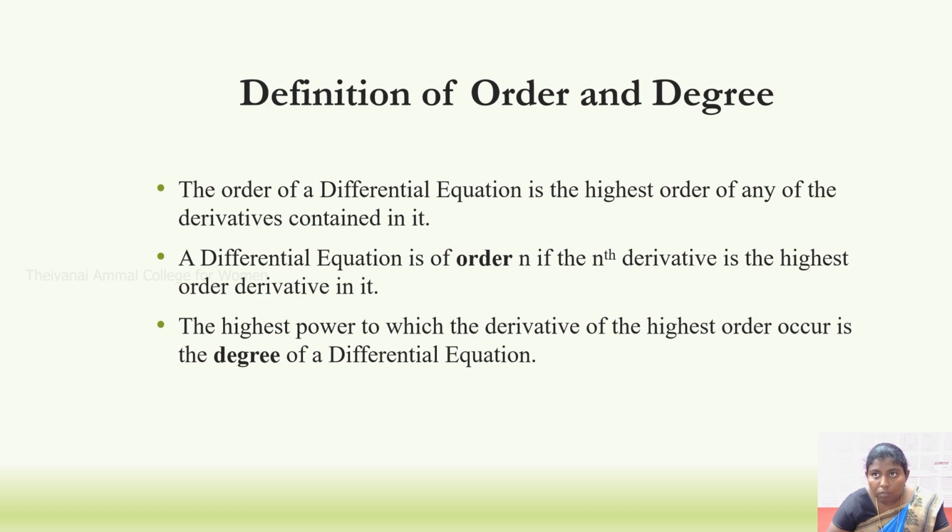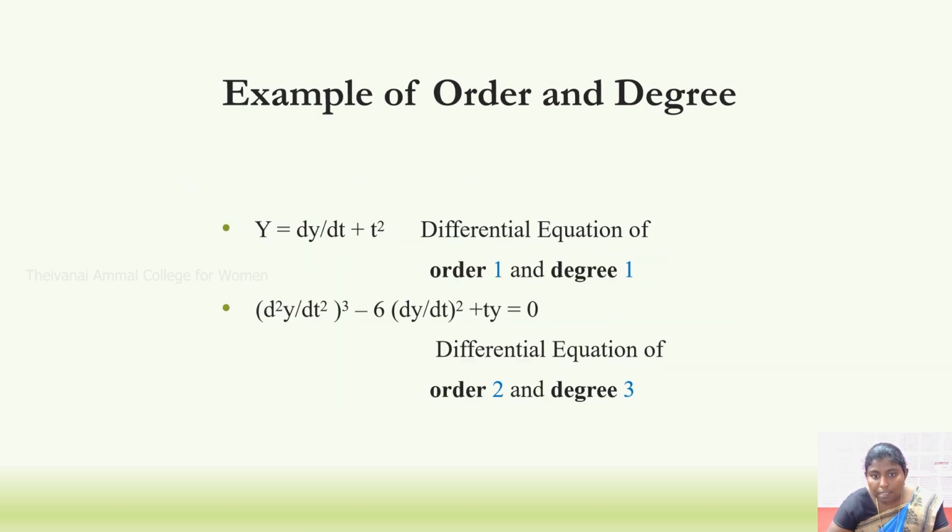For example, y is equal to dy divided by dt plus t square. The order of this equation is 1 and the degree is 1. Another example is d square y divided by dt square the whole cube minus 6 dy divided by dt the whole square plus ty is equal to 0. The order is 2 and the degree is 3. The highest order derivative is d square y divided by dt square, and its power is 3, which is the degree. So this is the difference between order and degree.